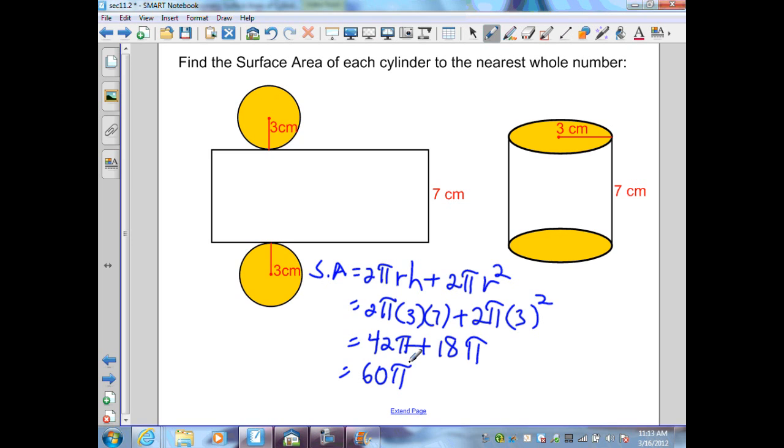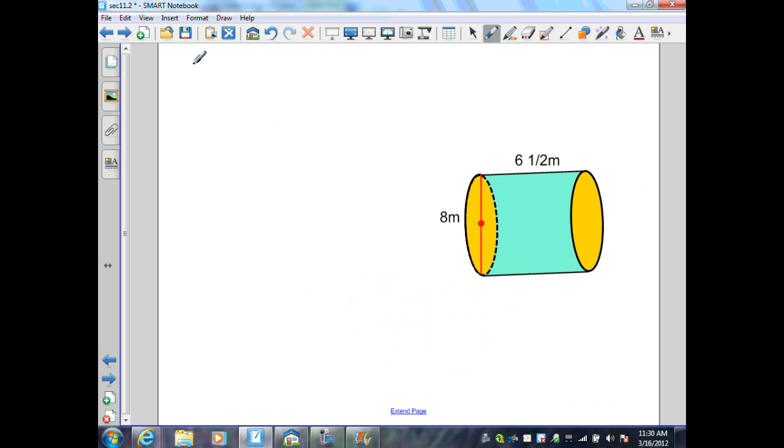And now I substitute in 3.14 for my approximation for pi. At this point, I have my solution in terms of pi, but they wanted us rounded to the nearest whole number. And when I substitute in, I'm going to get 188.4, but they wanted this rounded to the nearest whole number, which is 188 square centimeters.